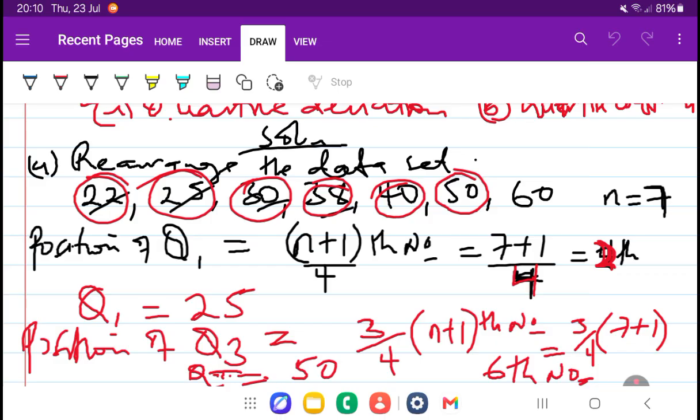Because 8 times 3, we got 20. 24 divided by 4, that gives you 6. And the sixth number is 50.